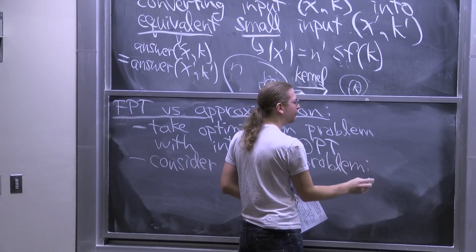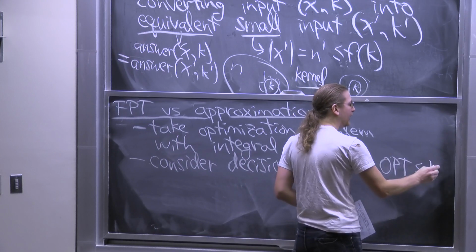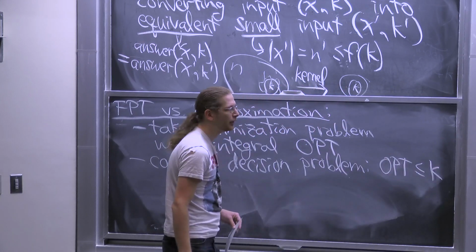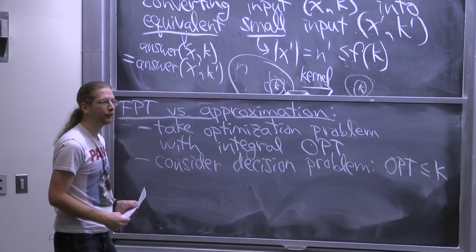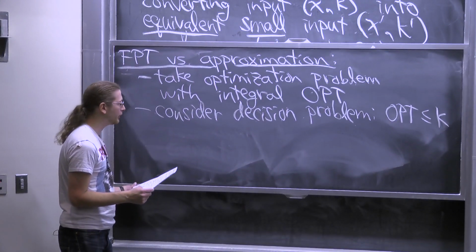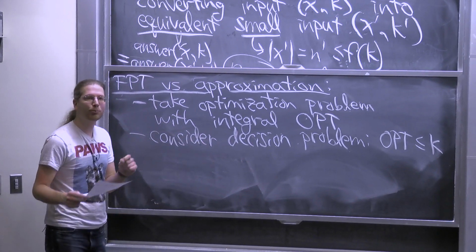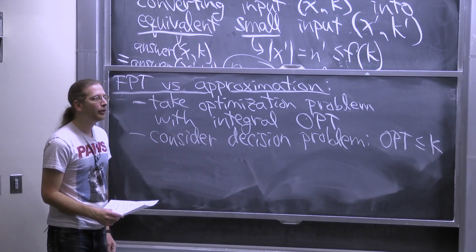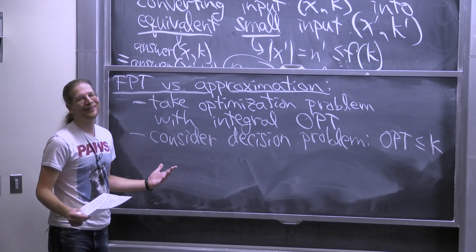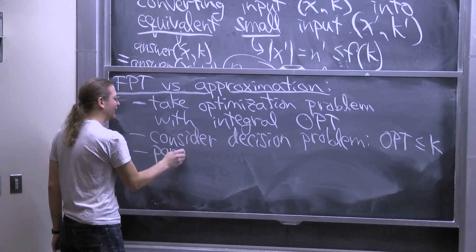You can convert it into, I don't know, a few. For example, opt less than or equal to k, or opt greater than or equal to k. They're all going to turn out to work the same. Opt equal k would also work. Now, that's a decision problem, but what I want is a parameterized decision problem. What should my parameter be? K. Okay. That's the obvious parameter.